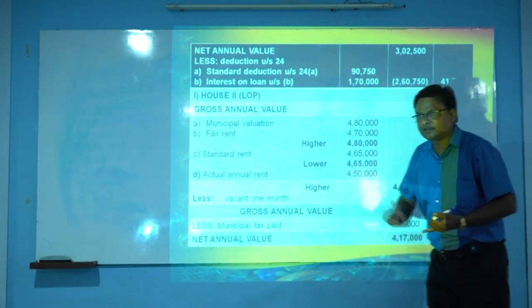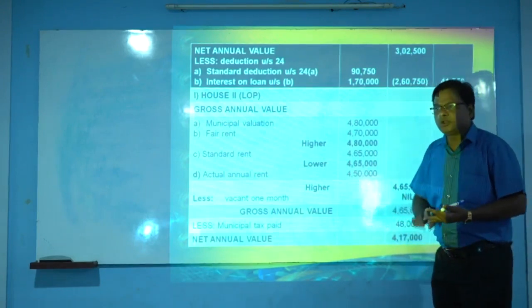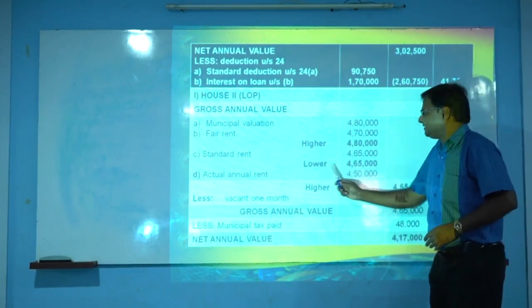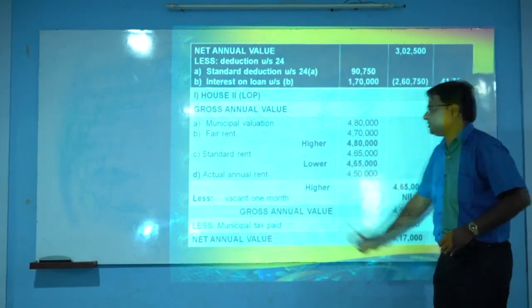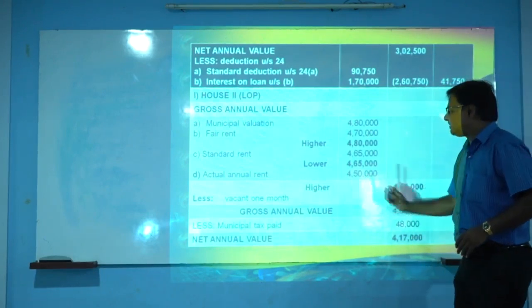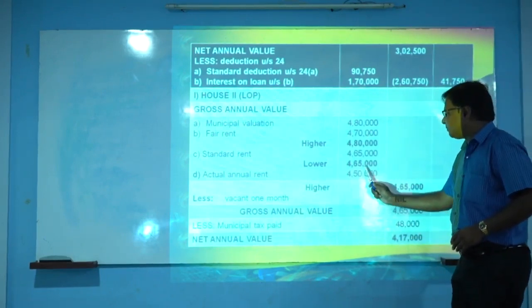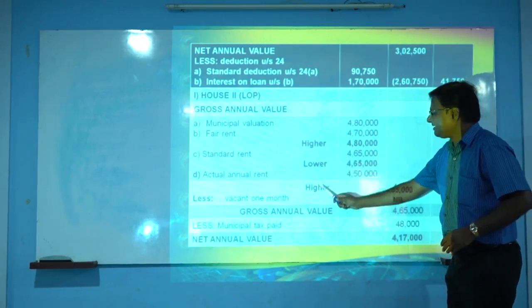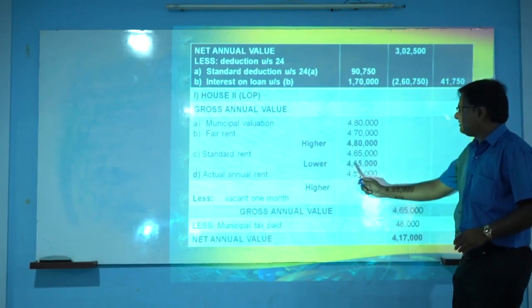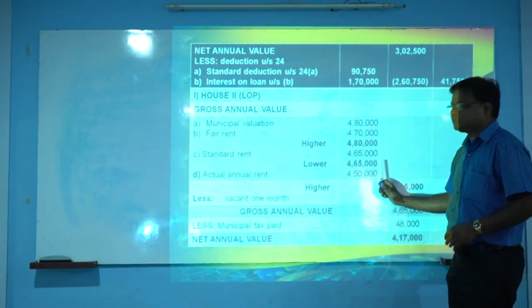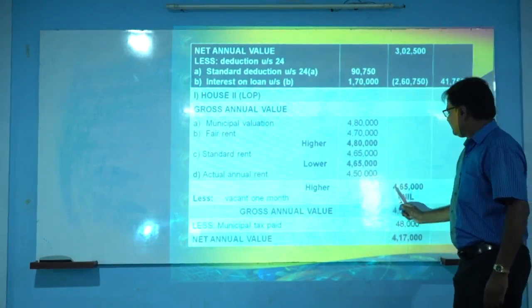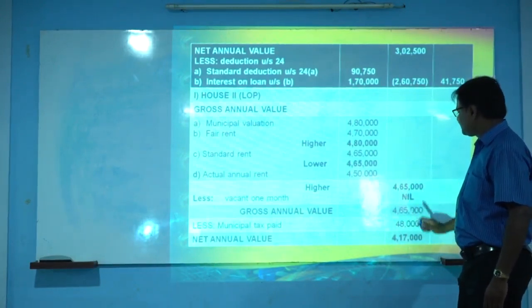There is no unrealized rent for the second house and no vacant period is given for that second house. Then the lower value is 4,65,000 and actual annual rent is 4,50,000. From these two amounts we have to take the higher amount. Firstly we take higher, then lower, again higher. 4,65,000 आणि 4,50,000 ह्या दोन्ही रकमेमधली मोठी असणारी रक्कम आपल्याला घ्यावी लागते. तर इथं मोठी रक्कम 4,65,000 रुपये आहे.